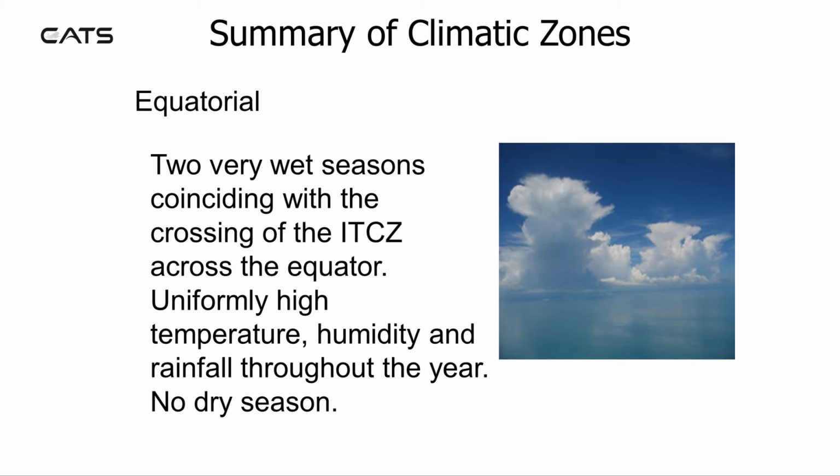Equatorial. This has two very wet seasons coinciding with the crossing of the ITCZ across the equator. There's uniformly high temperature, humidity and rainfall throughout the year. There's no real dry season.